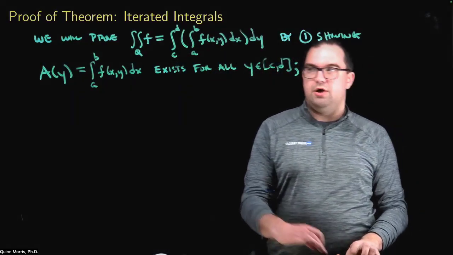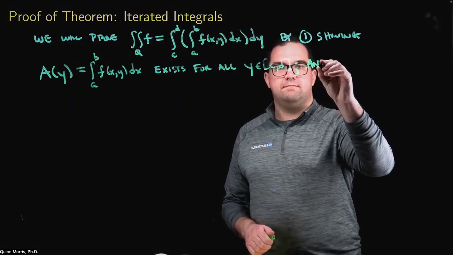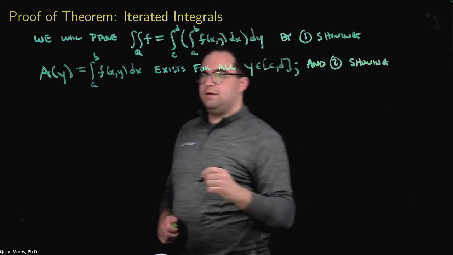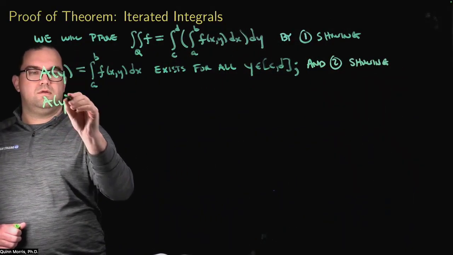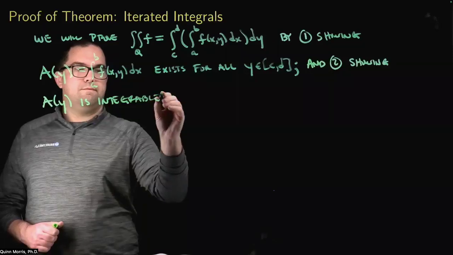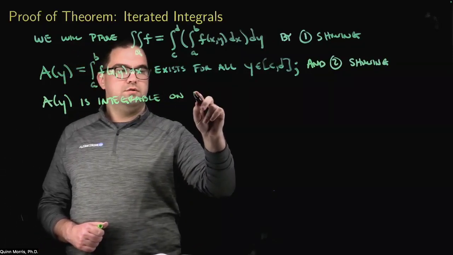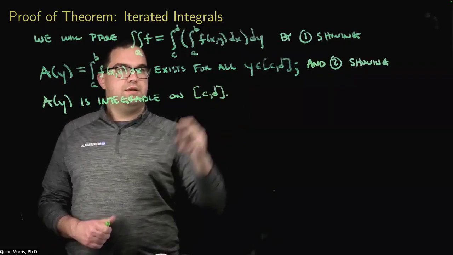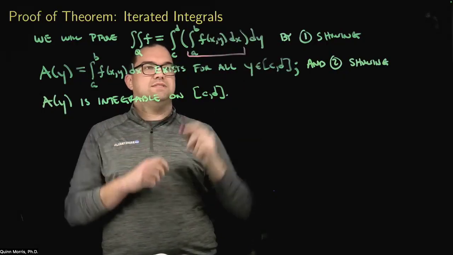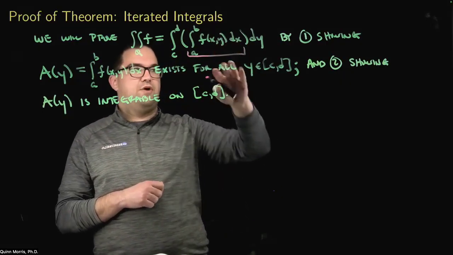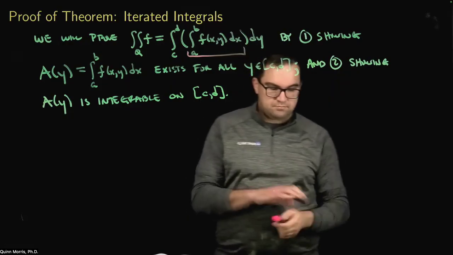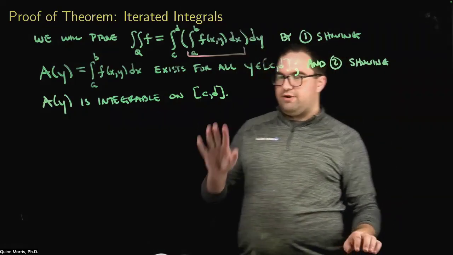The second thing I need to show is that this function a of y is integrable on CD, right? Because essentially what I need to do is show that this is going to exist. That's the first part. This is going to exist for every y. And then once it exists for every y, I then need to show it's actually integrable on CD. All right, so this is sort of our game plan.